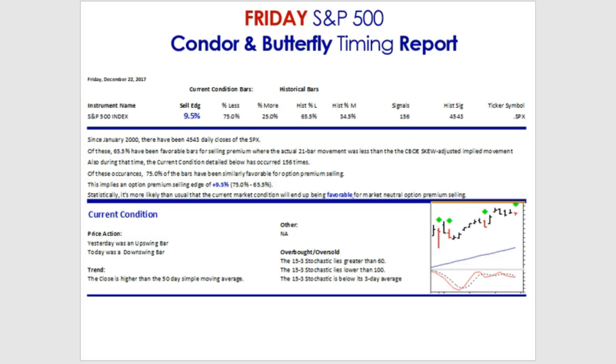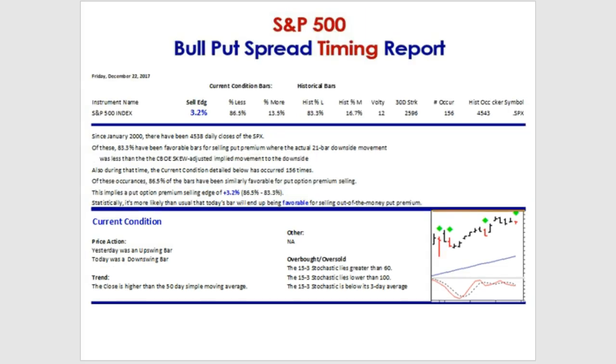So statistically, looking at the past occurrences of the market condition we have today, it's more likely than usual that our market condition will end up being a favorable one for market neutral option premium selling. So that's it for the Condor report. Let's go to the Bull Put Spread.